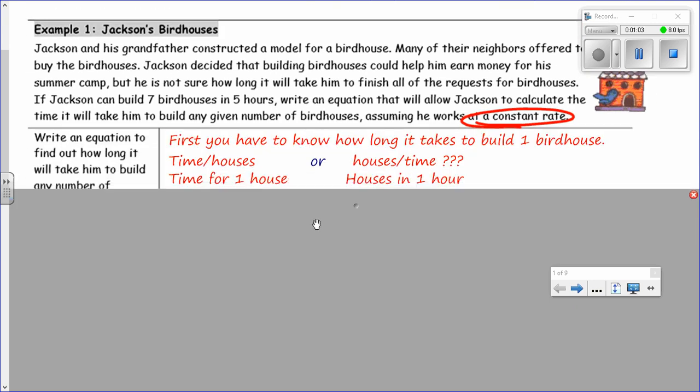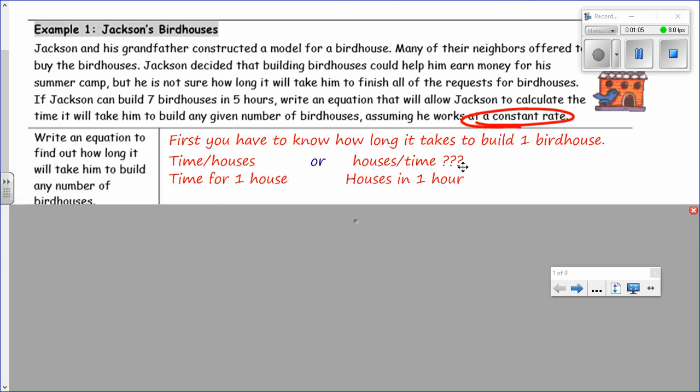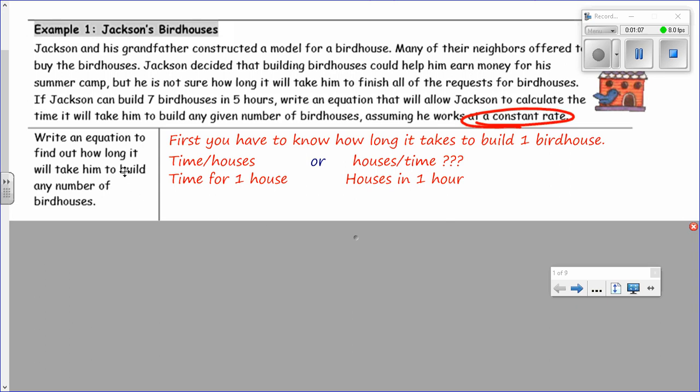Now, first we need to figure out how long it will take him to build one birdhouse. When it says any number of birdhouses, we kind of think, okay, so if I know one birdhouse, I can figure out lots of birdhouses. Okay, so I need to do the time divided by the houses. Or is it houses divided by time? Well, if I divide by houses, that will give me one house. If I divide by time, that will tell me how many I can make in 1 hour.